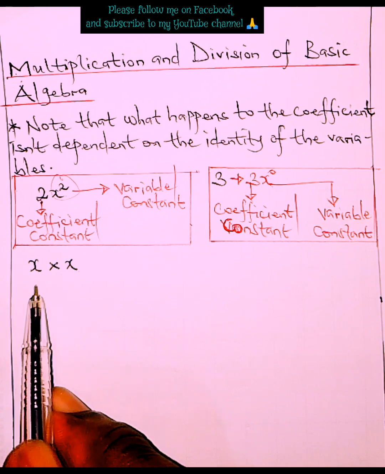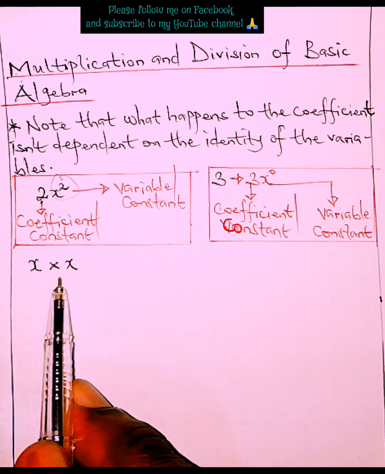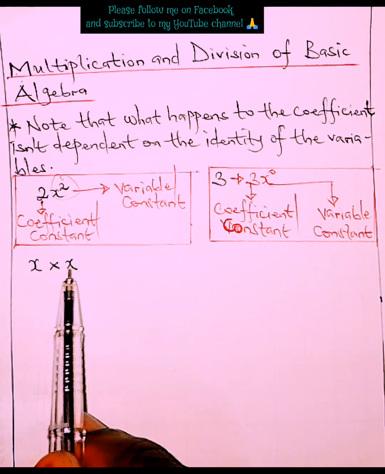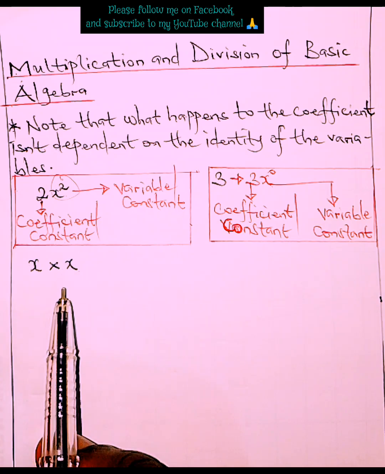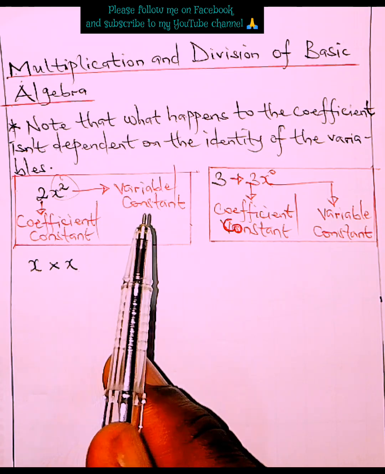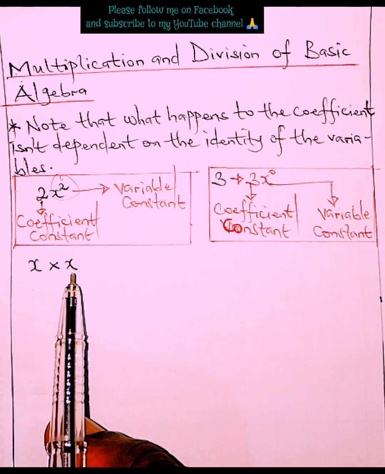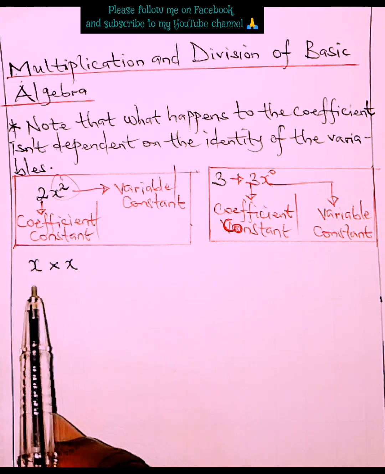So it's time for us to work on a couple of basic introductions. We're going to be looking at this before we go to the main examples. So when you look at this, x times x, don't forget the rule up there. The rule is when it comes to multiplication and division of basic algebra, what we do with a coefficient is not dependent or contingent on the kinds of unknowns or variables that we have.